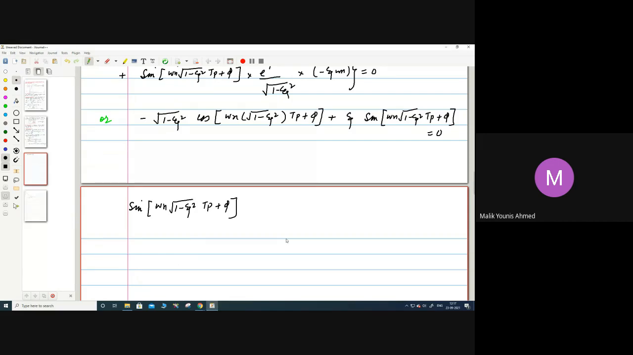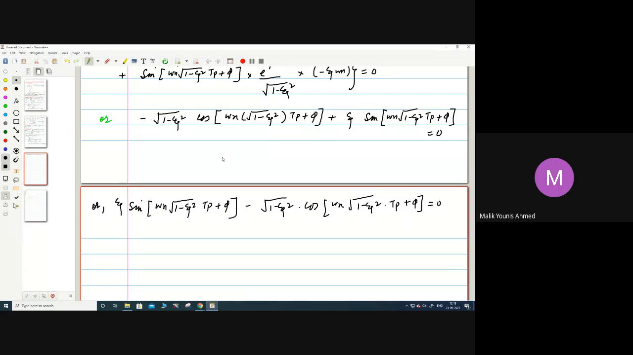Okay, so this is sine. So xi I am writing here. So I'll be writing this like this. Xi multiplied by this minus, so I will be writing under root of 1 minus xi square cos. I am just reshuffling them. Omega n under root of 1 minus xi square into Tp plus phi will be equal to 0. So this equation can be written. Second term I have brought first, and first term I have brought to the second position.